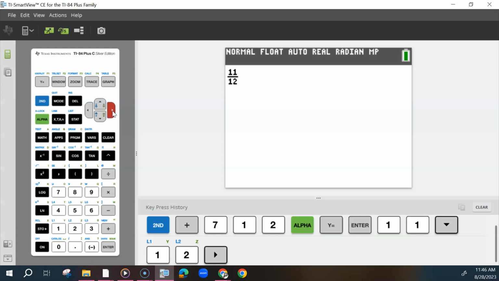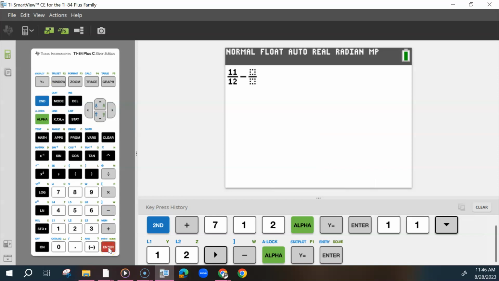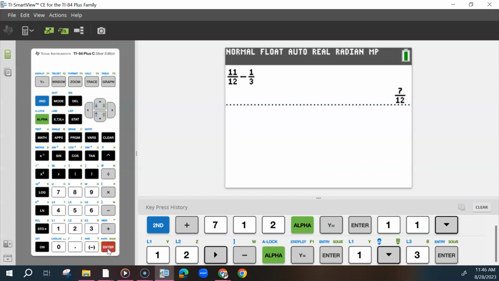Right. So then we were subtracting, so minus 1/3. So then alpha y equals again, 1 or enter. Put 1 in, go down, put 3 in, hit enter. Anyone not get 7/12? We're going to do this one more time with the other example.